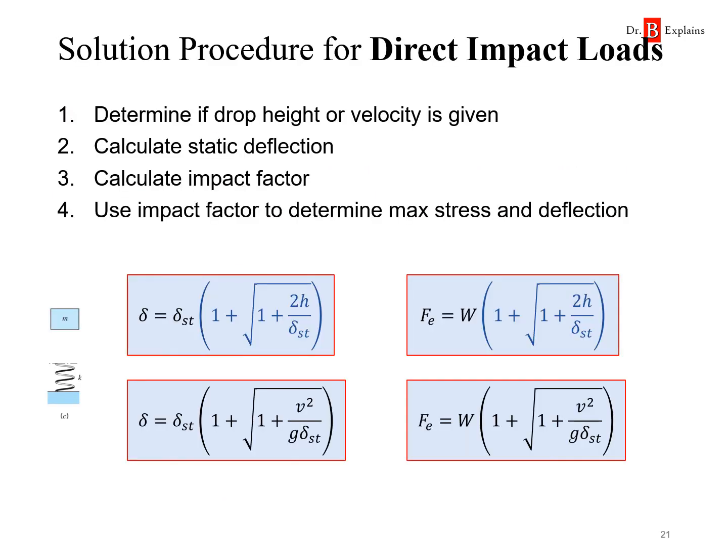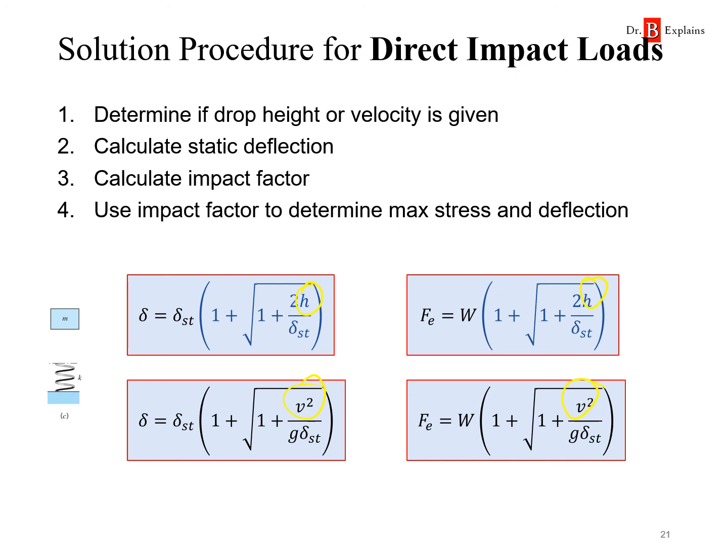In general, the solution procedure for direct impact loads is going to be as follows. The first step is to determine, from the information given, if they give us a drop height or a velocity, right? Because we have equations for impact factors in terms of drop heights and velocities. So we need to know which one of the two we're working with.